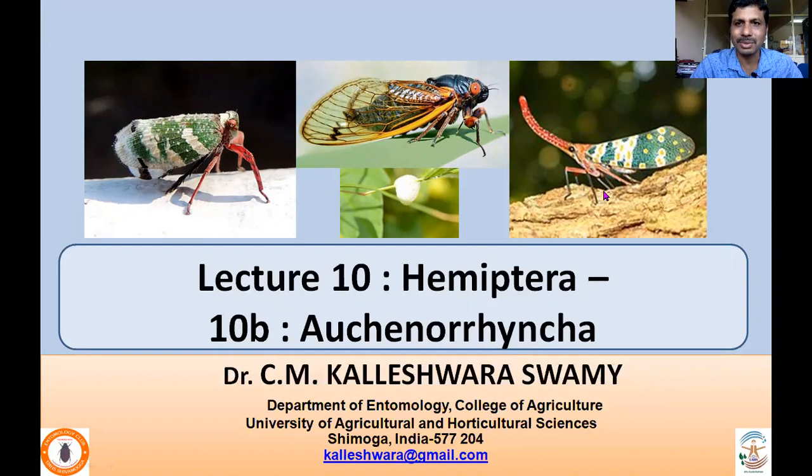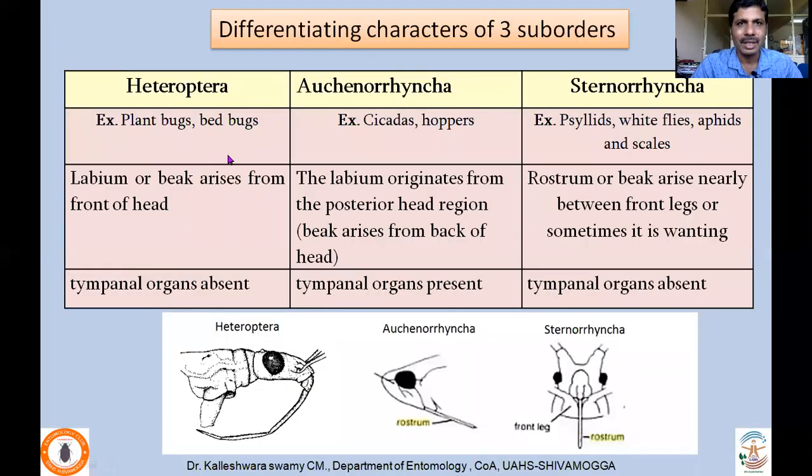Auchenorrhynchans include fulgurid planthoppers, cicadas, froghoppers, which are also called spittlebugs, and eurybrachid planthoppers likewise. So what are the differentiating characters of the three suborders? It is a repetition, but I want you to remember the distinguishing characters of these three suborders. I left out the Coleorrhyncha, another suborder of Hemiptera. So what are the important distinguishing features?